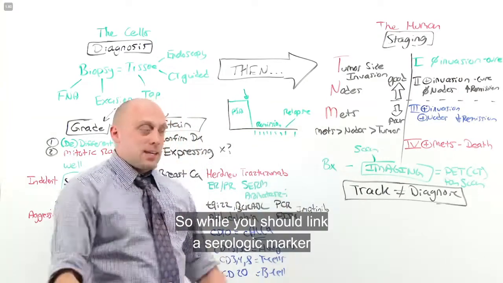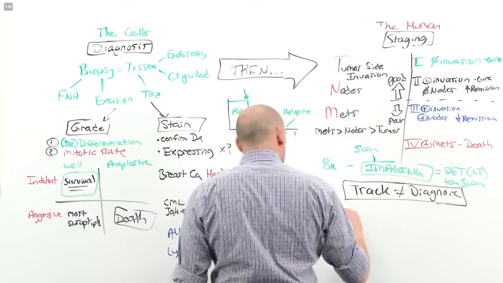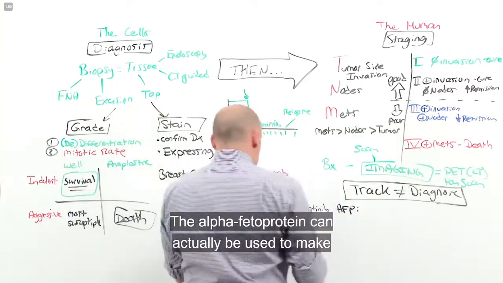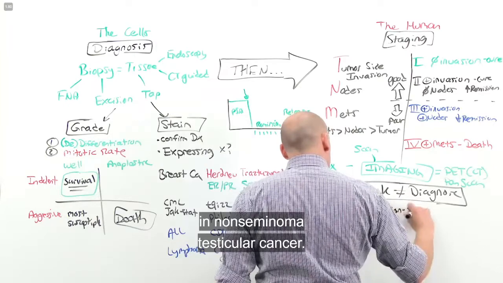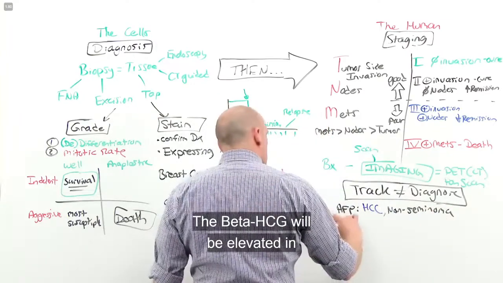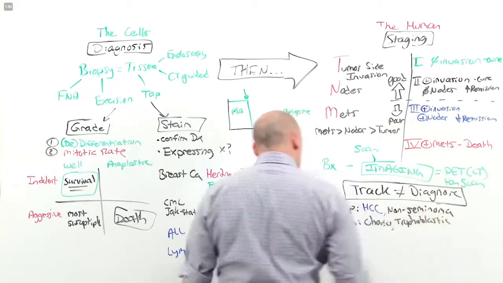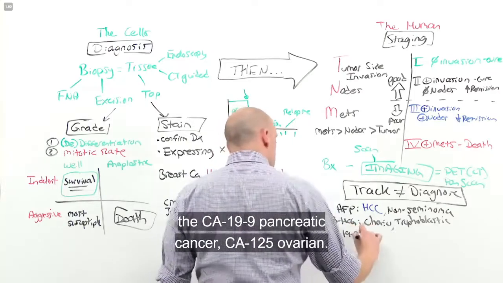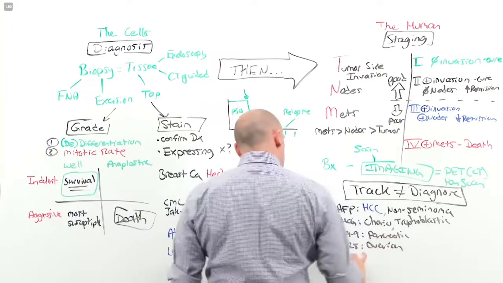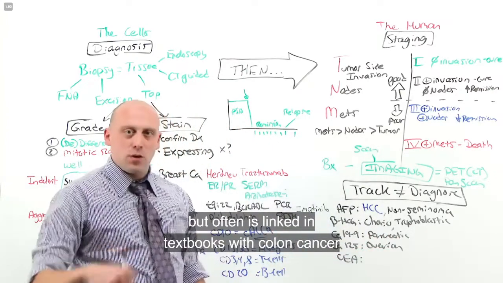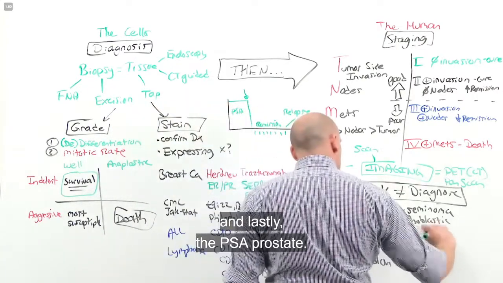So while you should link a serologic marker to a small set of cancers, you should memorize them. Don't use them for diagnosis. The alpha-fetoprotein, AFP, can actually be used to make the diagnosis of hepatocellular carcinoma, and it can also track it. AFP will also be seen in non-seminoma testicular cancer. The beta-HCG will be elevated in choriocarcinoma and trophoblastic disease. The CA19-9, pancreatic cancer. CA125, ovarian. The CEA is actually of any carcinoma of any kind, but often it is linked in textbooks with colon cancer. And lastly, the PSA, prostate.